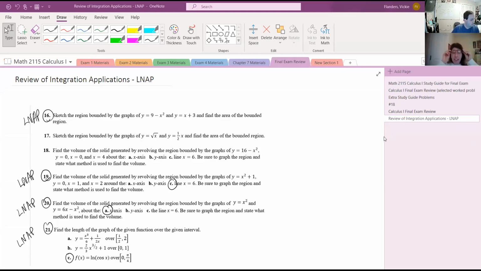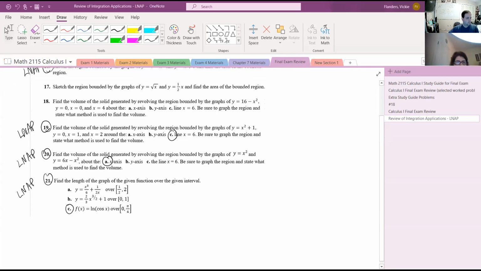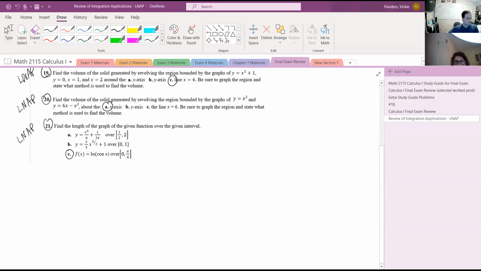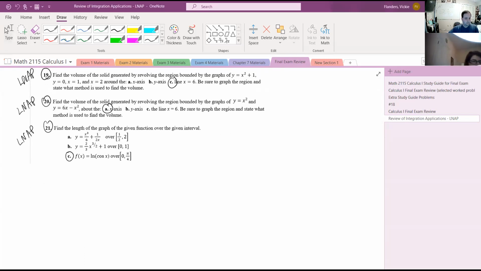Okay, so let's get started with this area problem. It says sketch the region bounded by the graphs of y equals 9 minus x squared and y equals x plus 3 and find the area of the bounded region. So sketch the region, find the area bounded by the region. Since it's very short, I'm just going to put number 16 right here and get started with that.